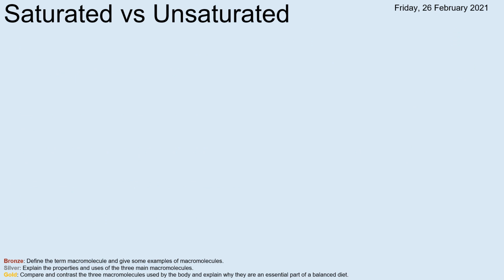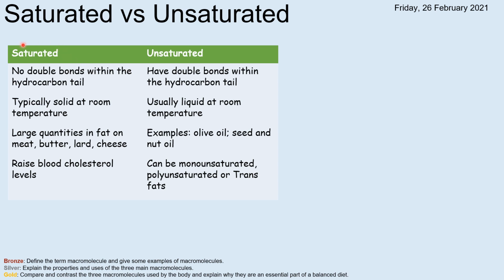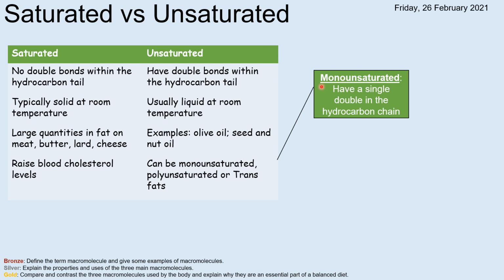Okay, so within fats we have something called saturated and unsaturated. So saturated fats have no double bonds within the hydrocarbon tail. So they have no double bonds present in the hydrocarbon tail. I will draw a few examples for you in a moment, comparing saturated and unsaturated, and mono and poly unsaturated. So they are typically solid at room temperature. There are large quantities in fat on meat, butter, lard, and cheese, and they raise blood cholesterol levels. So that is potentially dangerous depending on your genetic makeup.